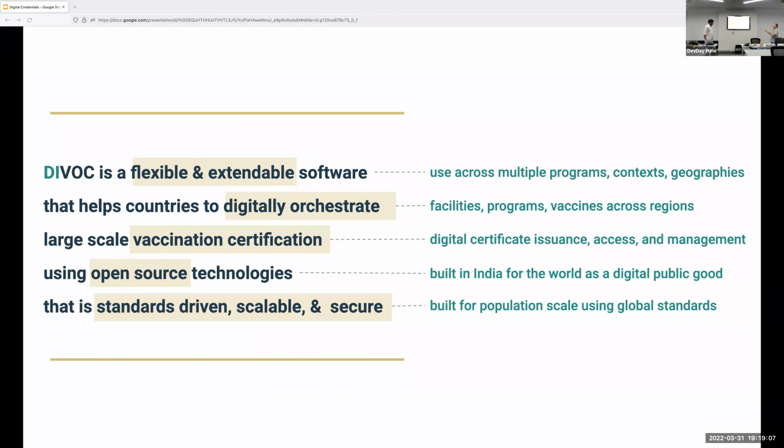So with that, we can give a kind of elevator pitch of DIVOC. It's a flexible, extendable software that, as we already discussed, helps countries to digitally orchestrate large-scale vaccination certification using open source technologies that are standard-driven, scalable, and secure.